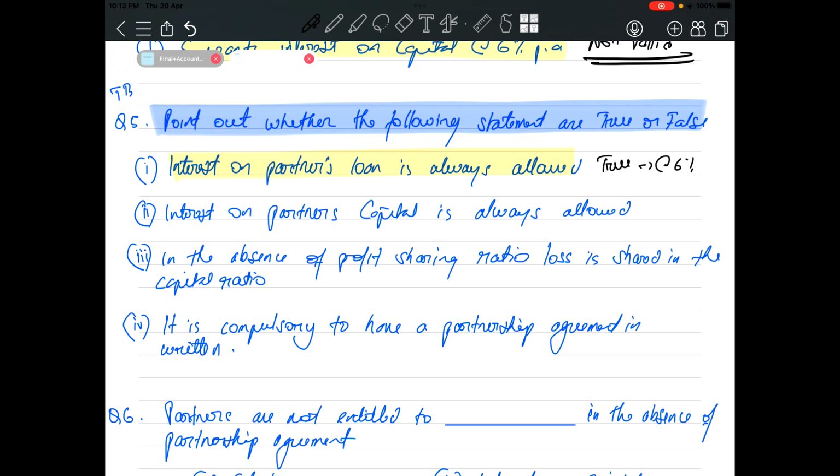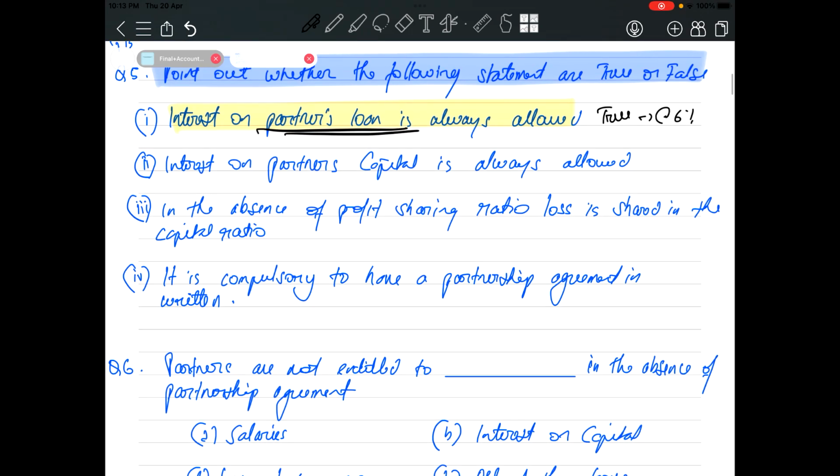Okay, so in the absence of a partnership deed, be it any case, partners are entitled to interest on loan. Now come to point number 2. Interest on partners' capital is always allowed. Is this true? No, this is false. If the partnership deed is silent, partners will not get any interest on capital.